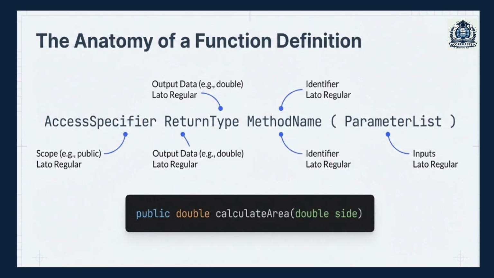A function definition follows a clear structure: access specifier plus return type plus method name plus parameter list. The return type tells what data comes back. The method name identifies the function, and parameters supply the inputs. If this structure is disciplined, your code stays readable and reliable. If not, confusion is guaranteed.